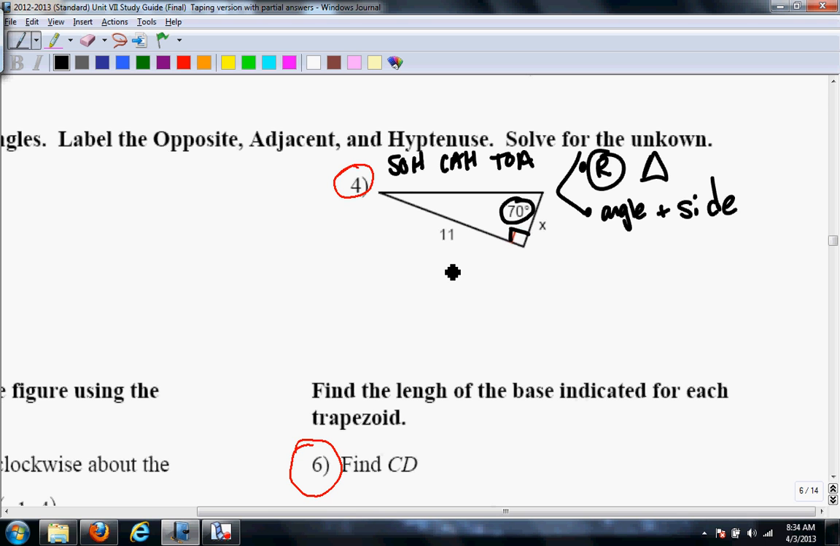Yes, we have a right triangle and we have an angle and a side. So you start with SOHCAHTOA, you start by identifying your given angle, which is the 70, and from there we're going to label opposite, adjacent, and hypotenuse. 11 would be your opposite, x would be your adjacent, and this unknown side would be our hypotenuse. So we come over here, have, need, do. Wait for you to catch up here.